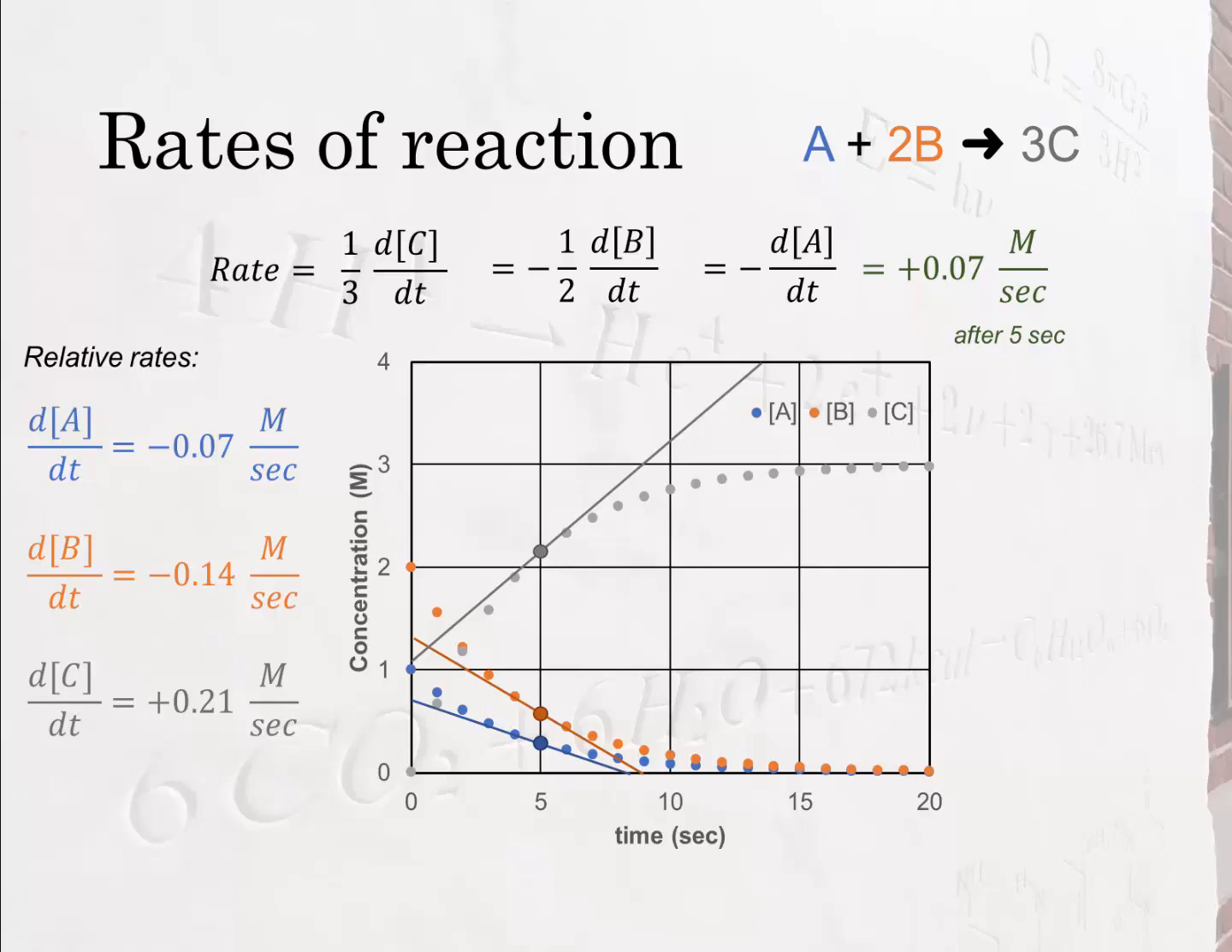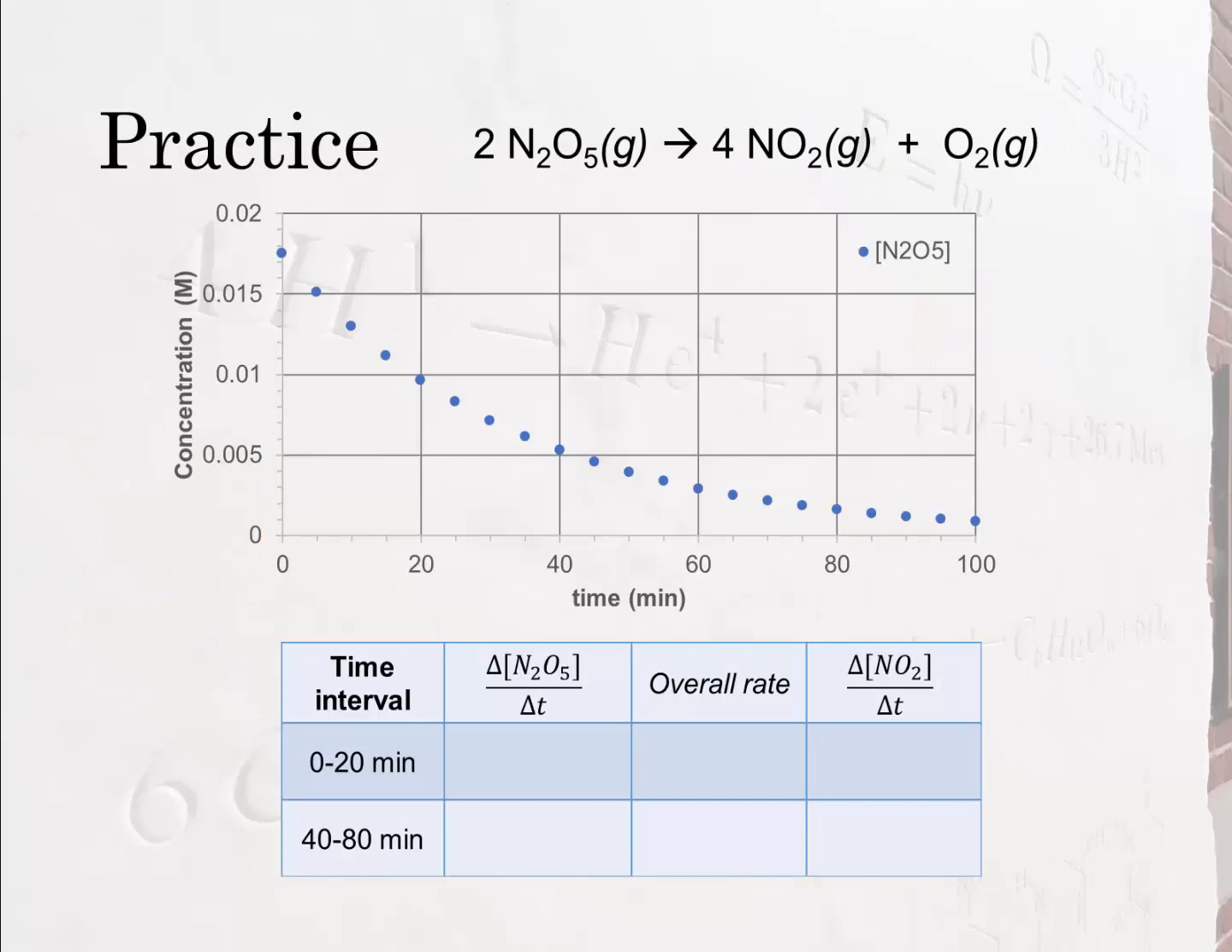Now it's time for you to practice estimating rates on your own. Here's a plot of the disappearance of dinitrogen pentoxide as it decomposes to nitrogen dioxide and dioxygen. Estimate the average rate of change of N2O5 during the time intervals given, and then use the balanced equation to calculate the overall rate for the reaction. After that, you can calculate the average rate of formation of NO2. Use the tick marks on the y-axis to estimate the concentrations as accurately as you can.